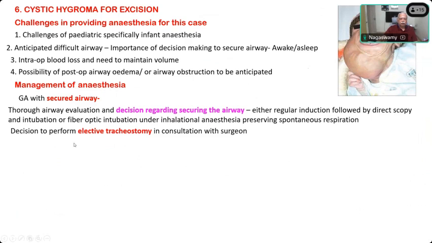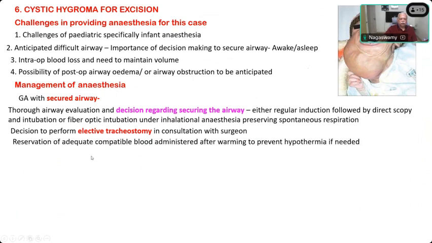Then decision to perform elective tracheostomy. That has to be done in consultation with the surgeon, and reserve adequate compatible blood, administered after warming to prevent hypothermia if needed, because of the vessels that you see.